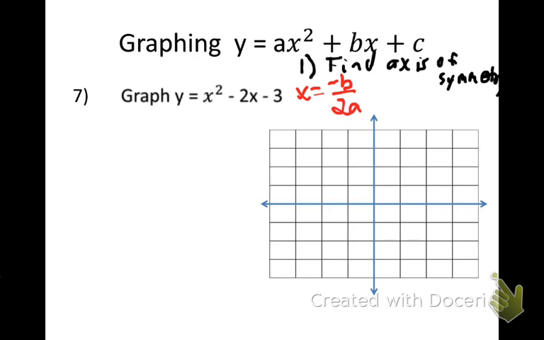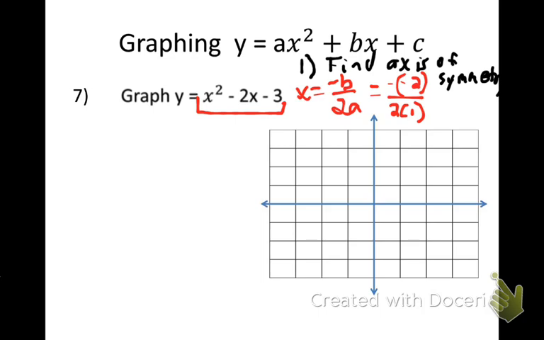What is b in this quadratic? So I'm looking at this quadratic right here. What is b? Negative 2. So I have negative 2 over what is a? 1. Nice job. So 2 times 1.